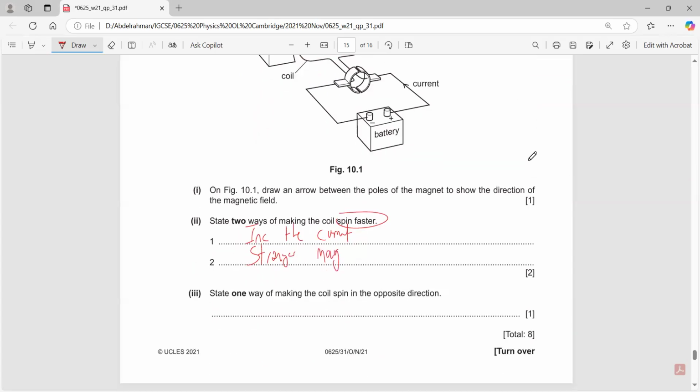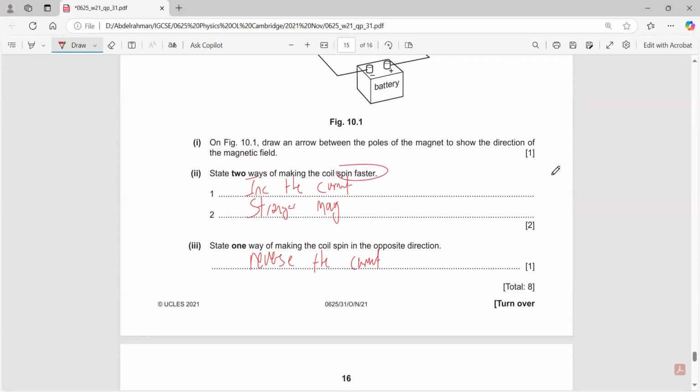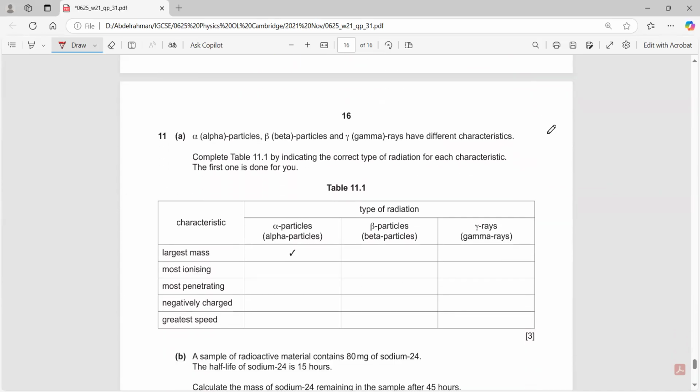State one way of making the coil spin in the opposite direction. How can I make it spin in the opposite direction? You have two ways, either by reversing the current or by reversing the poles of the magnets. Reversing the current would be easier because all you need to do is switch the connections of the battery.